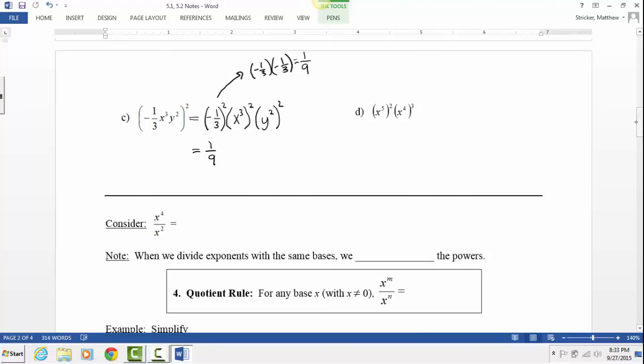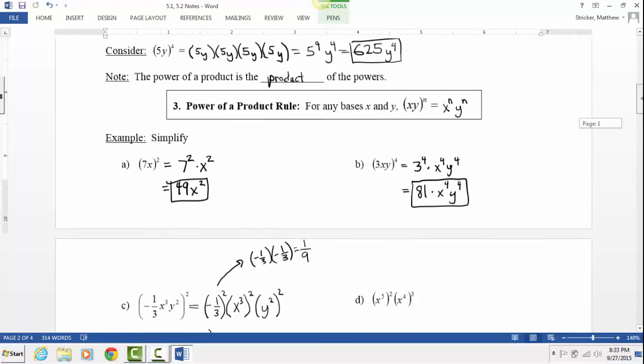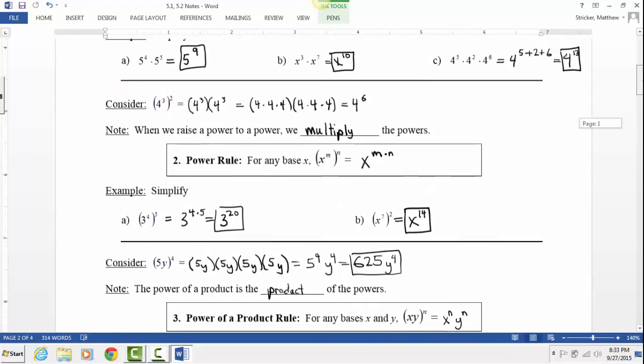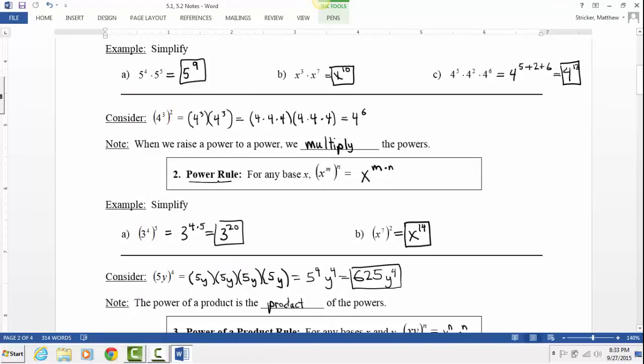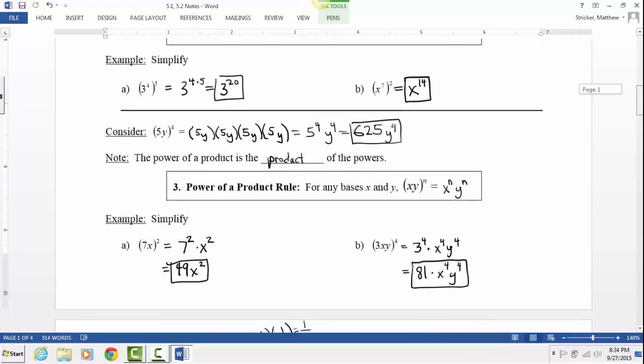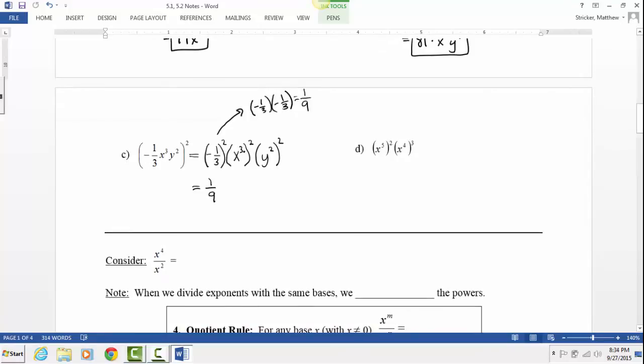Now remember, we have a power raised to a power, so that goes back to one we just talked about. It's the power rule right here. Power raised to a power, remember we multiply the powers. So in this example, we're going to have 3 times 2, which is x to the 6th. And then we have another power to a power. 2 times 2 is 4, so this is y to the 4th. There's that one.